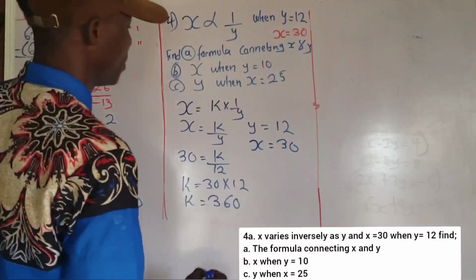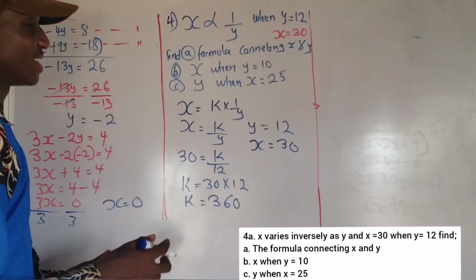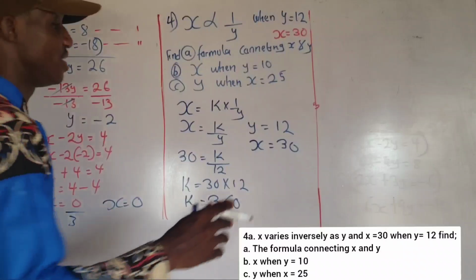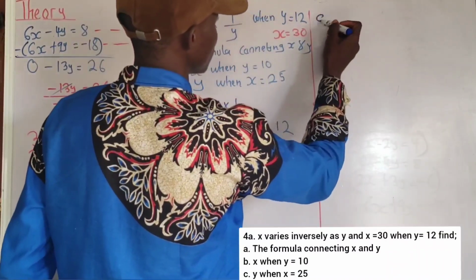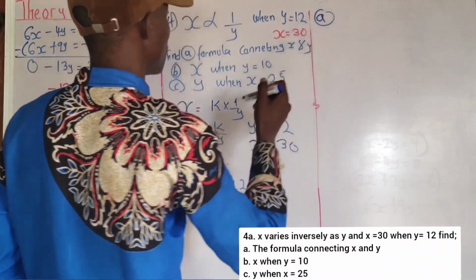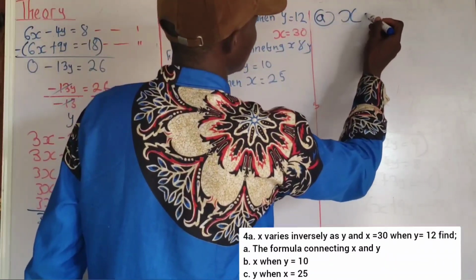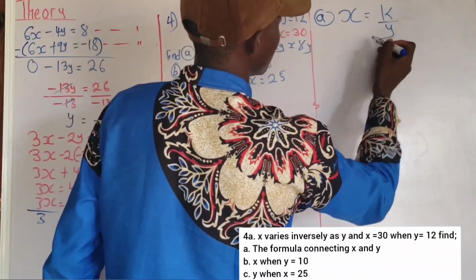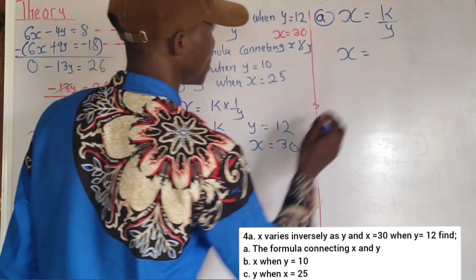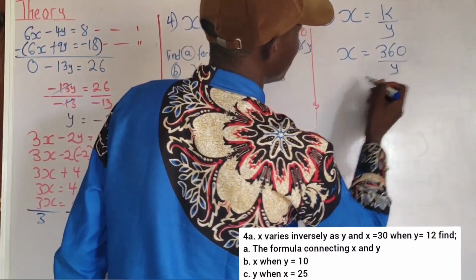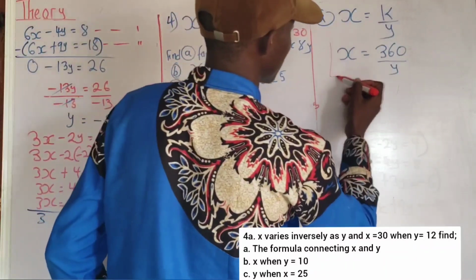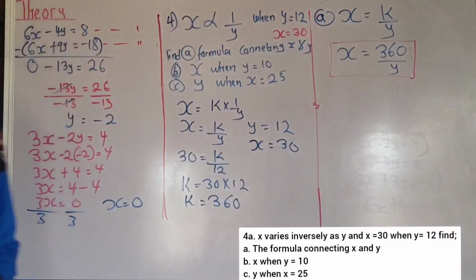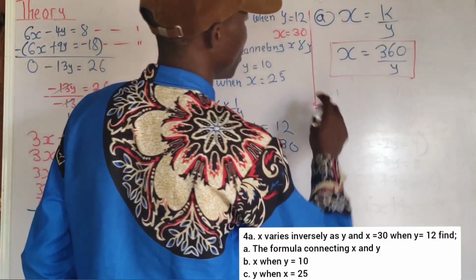Now, the equation connecting x and y, that is the first question, please pay attention. The equation connecting x and y is what? x is equal to k over y. So x is equal to, k is what? 360. 360 all over y. This is the equation connecting x and y, okay? Let me change the marker. So the equation connecting x and y is x equals 360 over y.